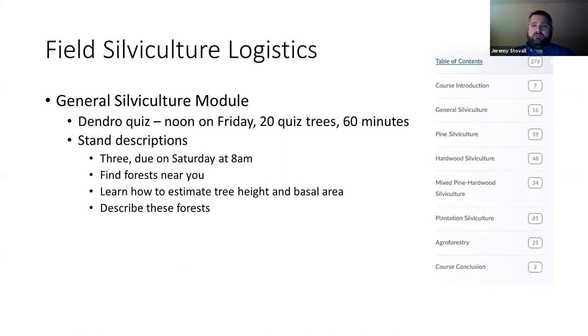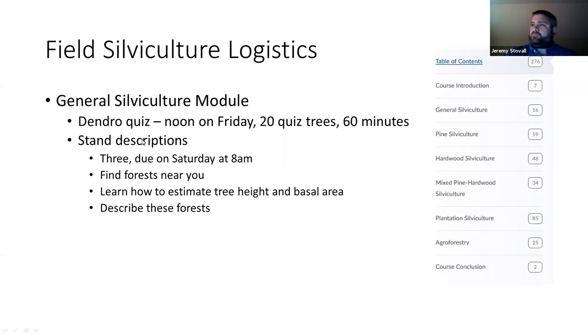We'll have a review session for Dendro at 8 a.m. via Zoom on Friday. So that's how that's going to be set up. It honestly worked okay, I think, in Dendro this past semester. The grades on those Dendro quizzes were actually slightly higher than in a typical semester face-to-face. So I think it is a comparable experience as best we can get online.